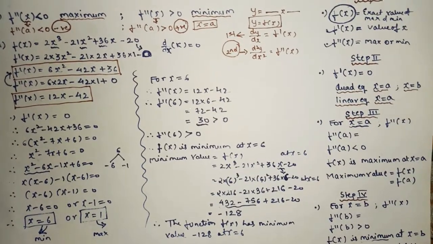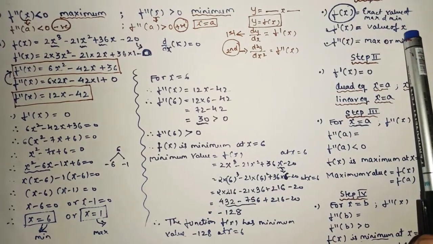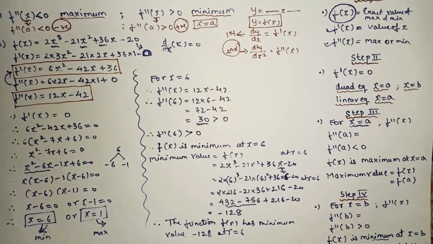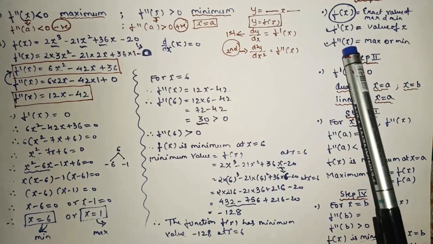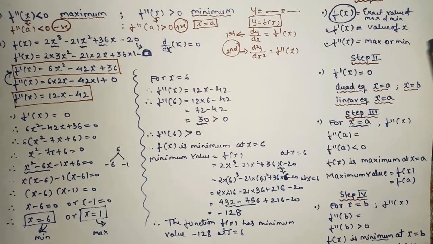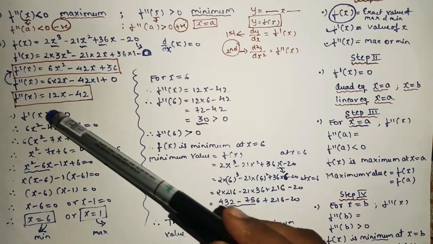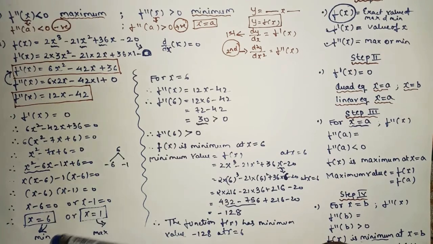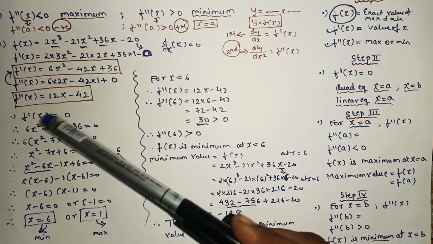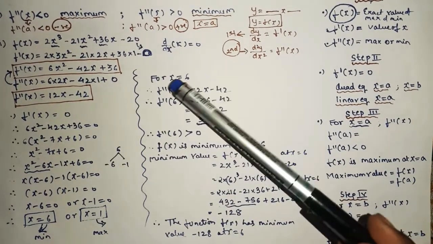Just remember these three parts. The value of x you will get from where? From f dash x. From f double dash x you will come to know whether it is maximum or minimum. From f dash x we got the value of x. The value of x you will get from f dash x.